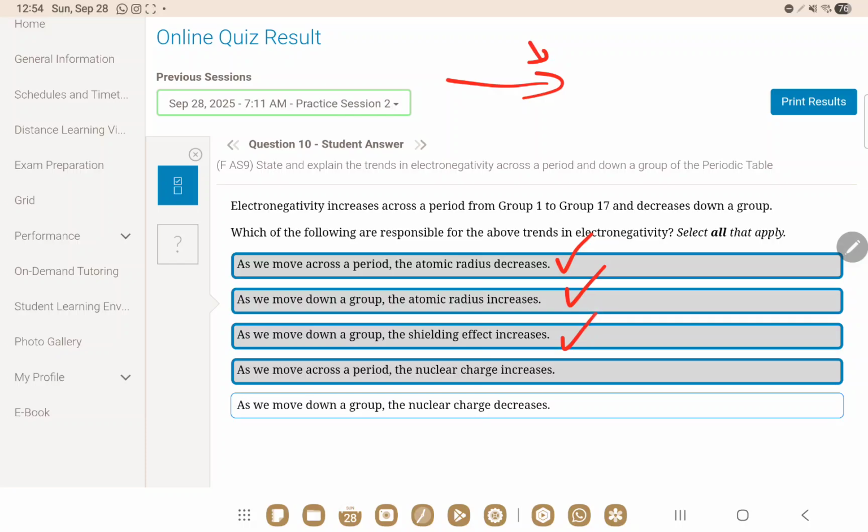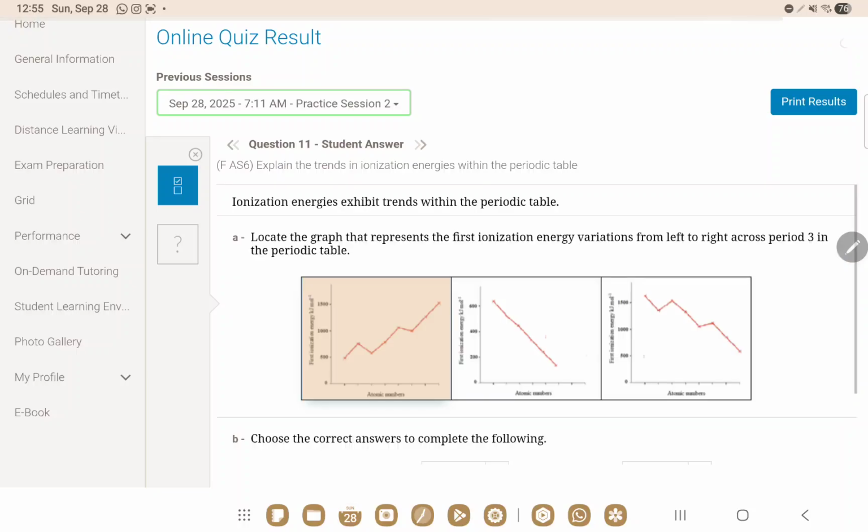As we move across a period, the nuclear charge increases. Yes, it does. But as we move down a group, the nuclear charge decreases. This is definitely wrong, because as you go down, you get more protons. So how would it decrease? Moving on.